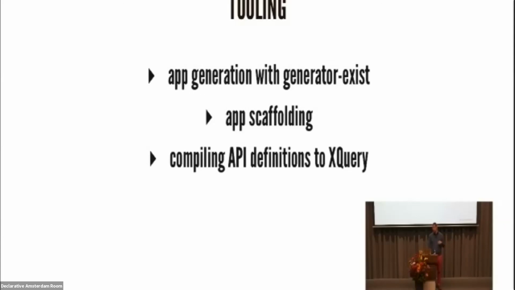Tooling: there's generator-exist, a very nice handy tool to create new eXist-db applications, and we want to have an app generation specifically for Roaster applications. App scaffolding, we want to have compiling API definitions to XQuery for performance reasons. And on the server side, we want to have static file handling, Roaster as a servlet, because essentially I want to get rid of some things that are there for a long time in eXist-db.